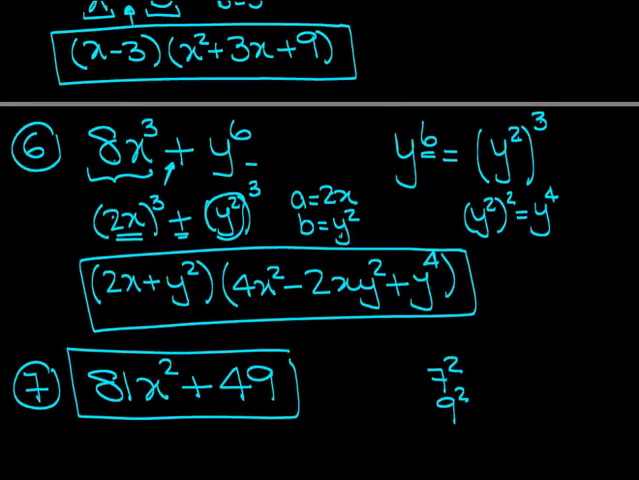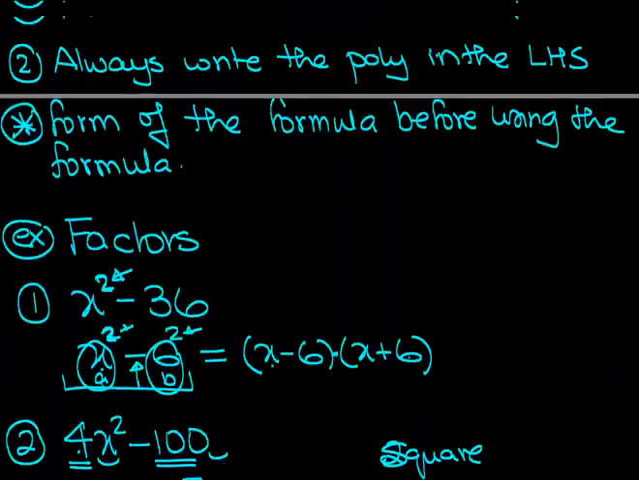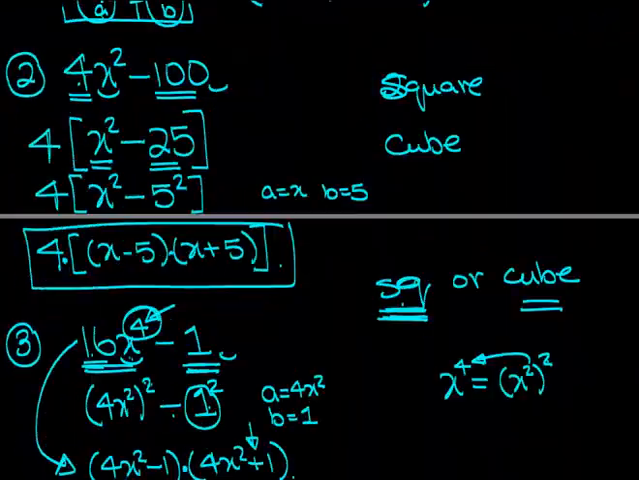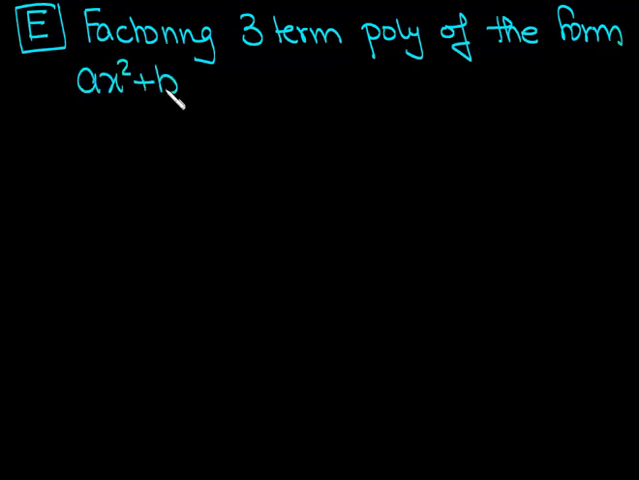Okay, so that was the idea of factoring two-term polynomials. The next thing we want to do is factor three-term polynomials. So let's talk about that. This is E. So, factoring three-term polynomials of the form ax squared plus bx plus c. So they have to have an x squared term, and they have to have three terms.